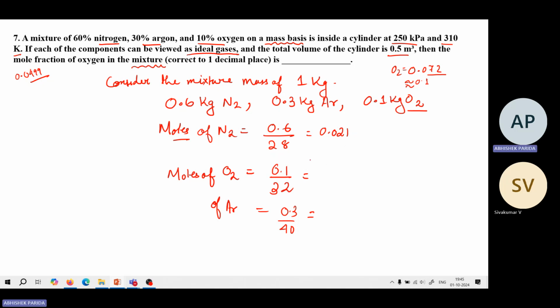Moles, kilomoles, however you represent it is fine. Mostly it's kilomoles only because you are taking in kg. Oxygen is 0.1 divided by 32, which is 0.003125. 0.3 divided by 40 is 0.0075. So these are the kilomoles.